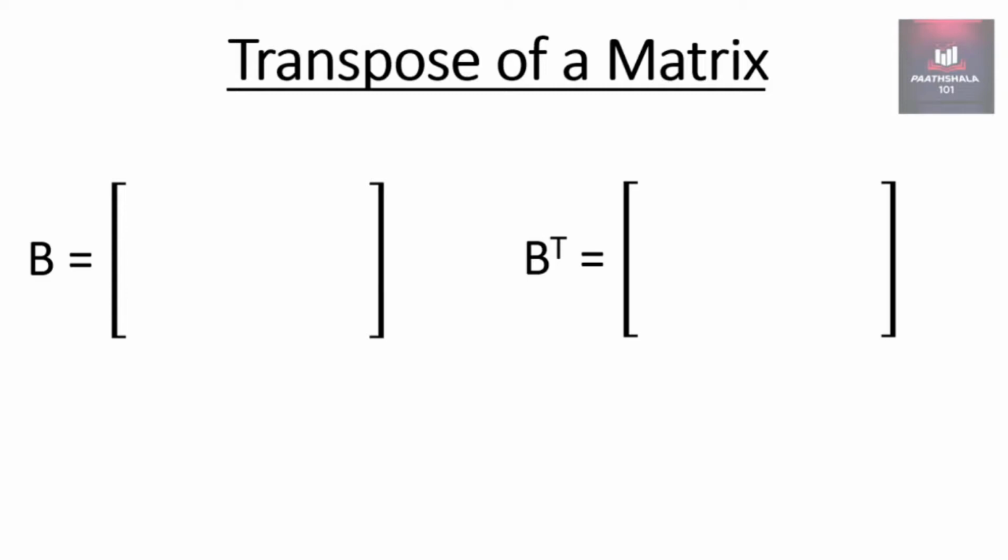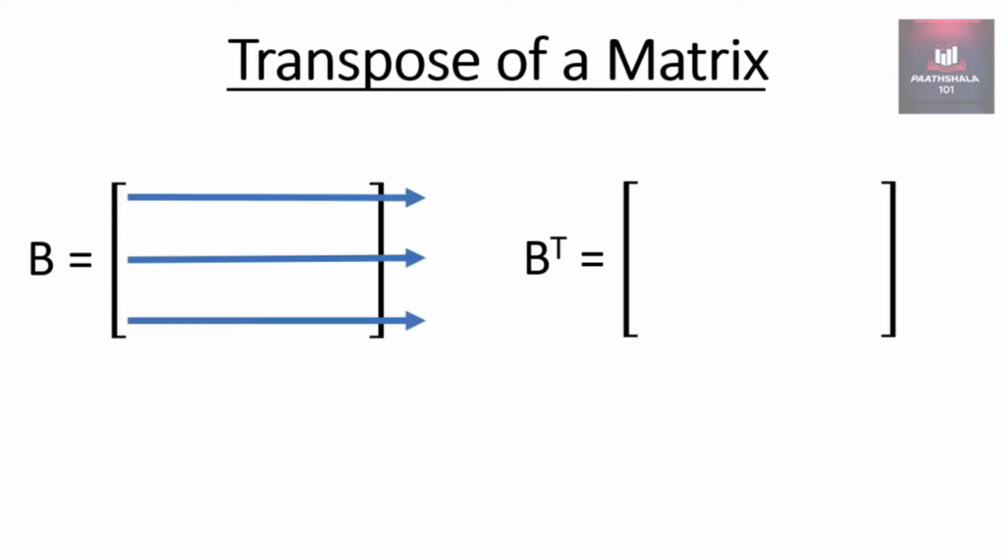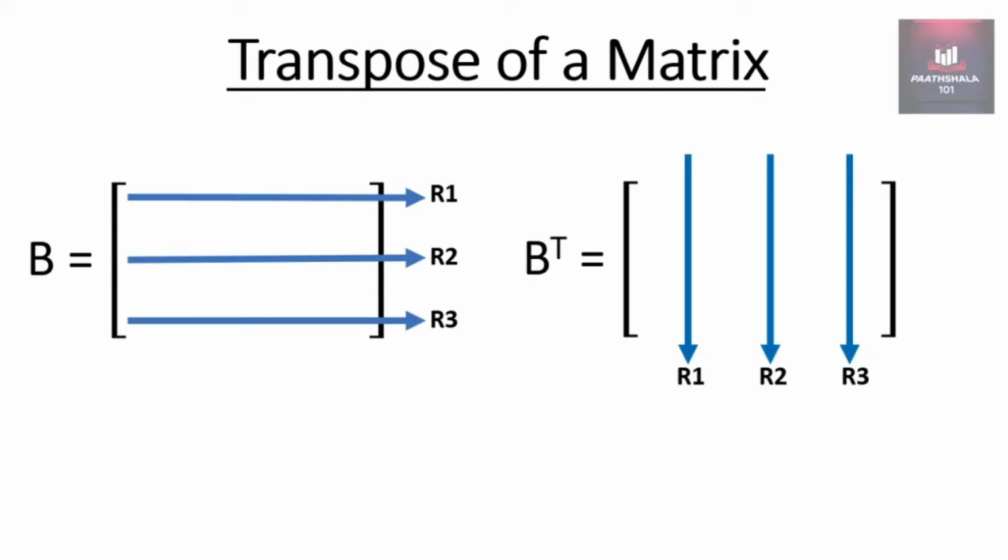Now how to create a transpose? Suppose in matrix B there are three rows named as R1, R2 and R3. They will become three columns in B transpose, that is R1, R2 and R3 as columns.